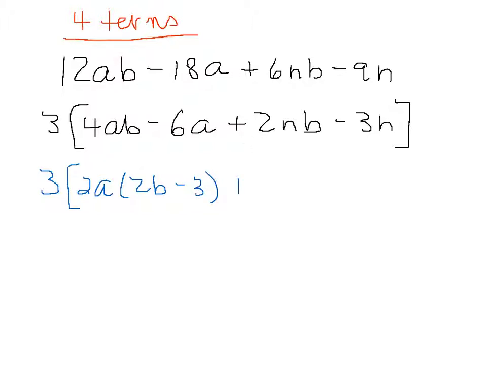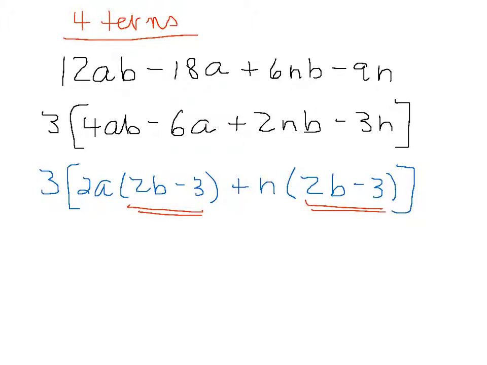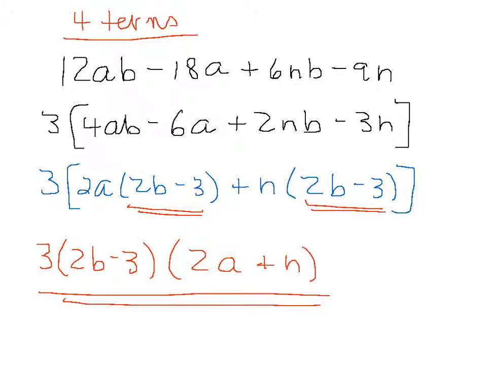Out of the next 2 terms, the best I can do is take an n out, but I notice I get the 2b minus 3. So there again, I'm happy, and as soon as I see the same thing on both pieces, I know I'm golden. So I have a 3. I'll take the 2b minus 3 out, and then what I have is a 2a plus an n. And there you go. So that's what happens with 4 terms, the grouping.